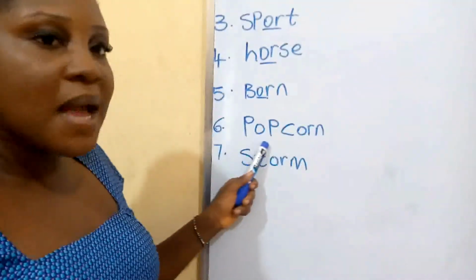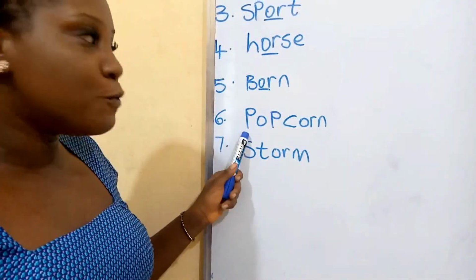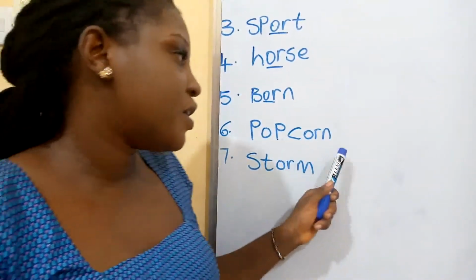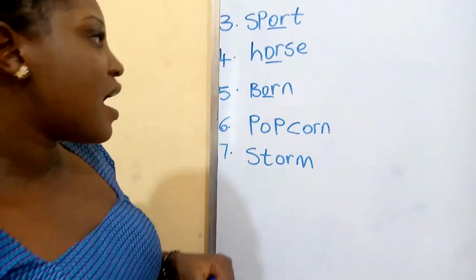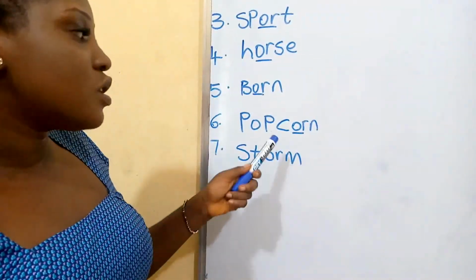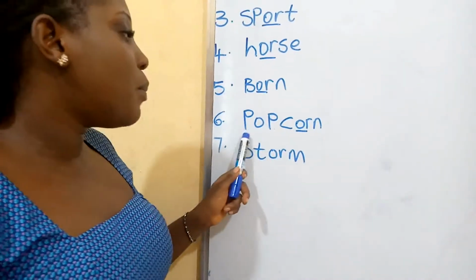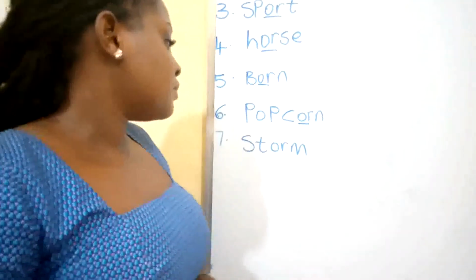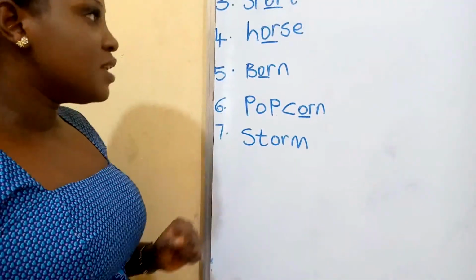Okay, this is the spelling. This is the spelling of what? Popcorn. And the corn has the R sound. That's why we call it what? Corn. Popcorn. Okay.